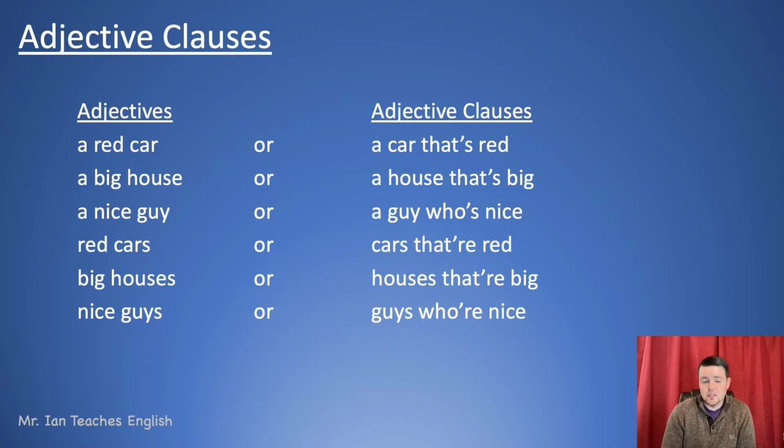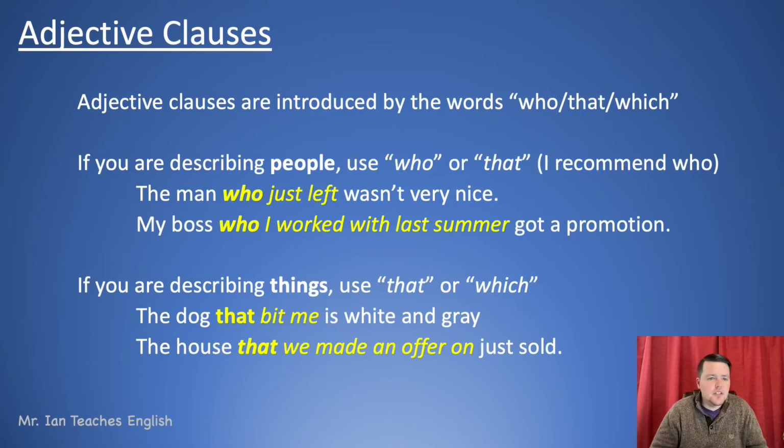A big house is a regular adjective. A house that's big is an adjective clause. A nice guy, a guy who's nice. Red cars, using plurals now. Cars that are red. Big houses, houses that are big. Nice guys, guys who are nice. So, both of these, if you use them in a sentence, they work perfectly. They're both good English. We'll see in the next little bit that adjective clauses allow you to be more detailed, and that's important.